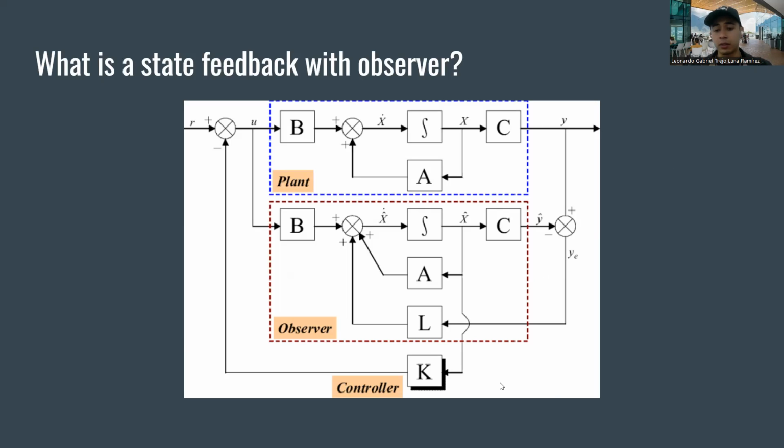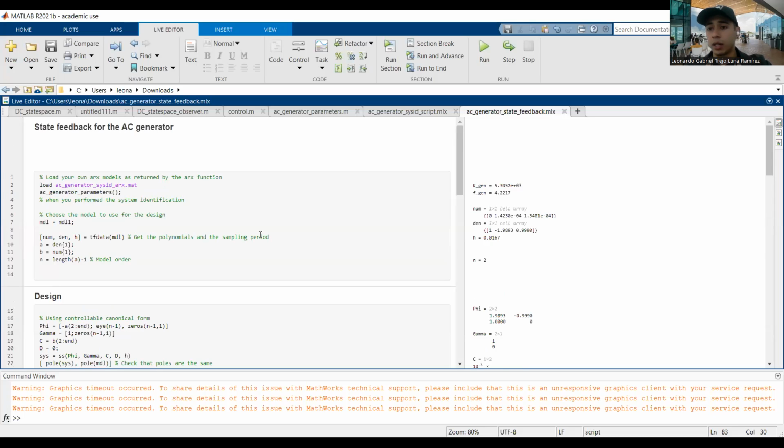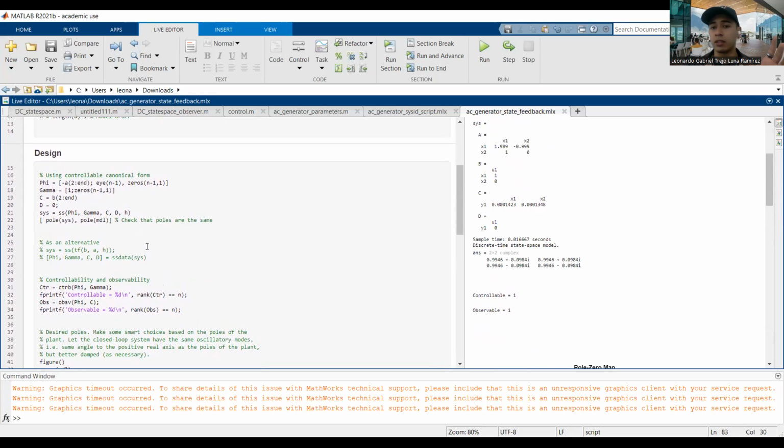So how do we design this? Well, here is the MATLAB code to show you. First we have to get the plant, an ARX model plant in this case, that we did in evidence 1. That will give us the plant that we can use to design our state feedback controller in discrete time. Once we have chosen the best ARX model we got from evidence 1, we have to define the matrices of the state space: Phi, Gamma, C, and D.